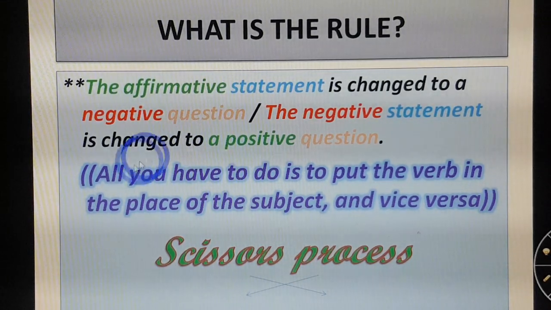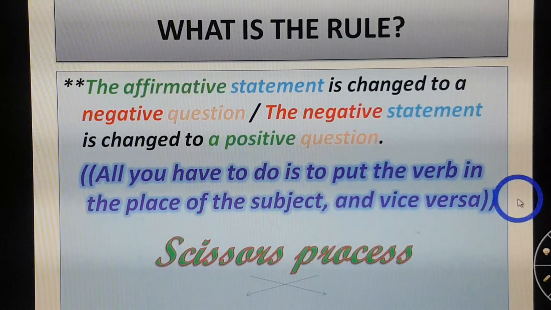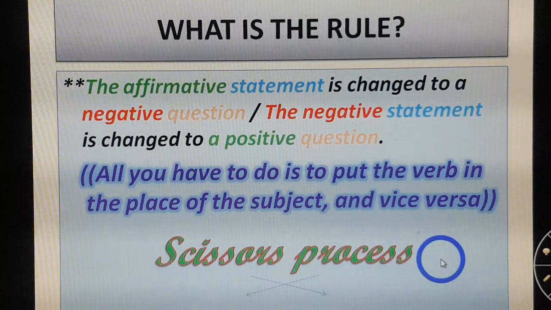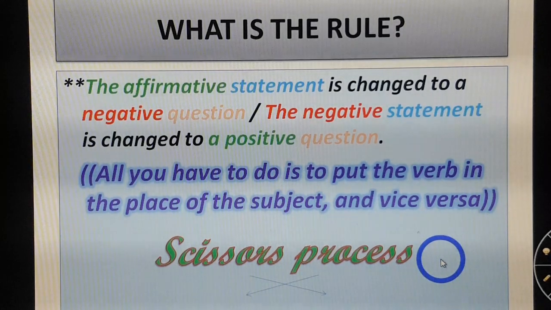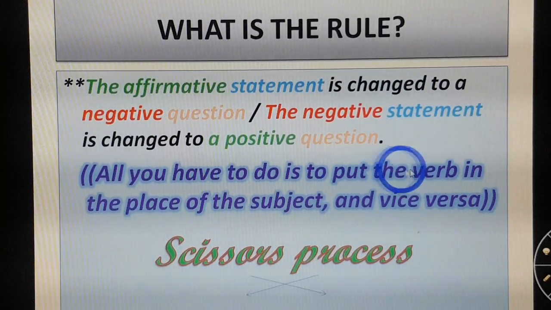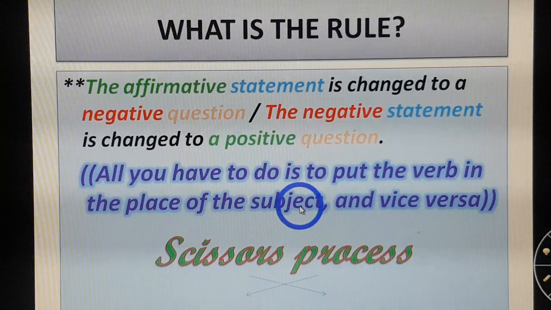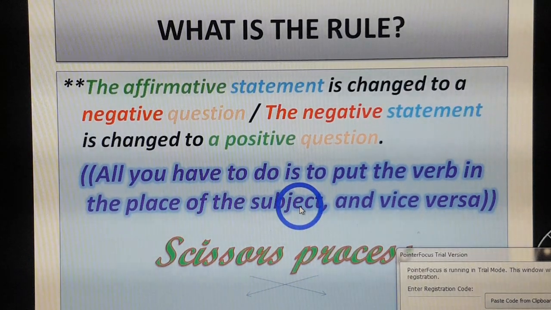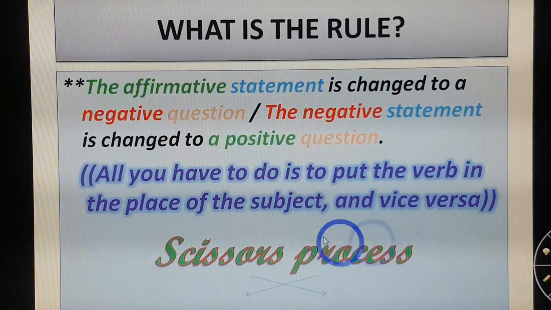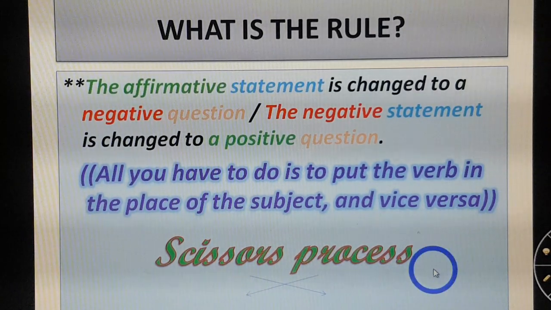لاحظ هنا when I want to explain more all you have to do is to put the verb in the place of the subject and vice versa. إذا عندنا حاجة هنا يا شباب اسمها scissors process اللي هي العملية المقص بمعنى إذا أنا I want to make question tag فقط أجيب الverb وضعه مكان subject اللي هو الفاعل سواء كان a name أو كان pronoun أو كان ضمير أجيب الفعل حطه مكان الفاعل and vice versa والعكس وهذا اللي يسمونها scissors process اللي هي عملية المقص as you see here هذه عملية المقص.